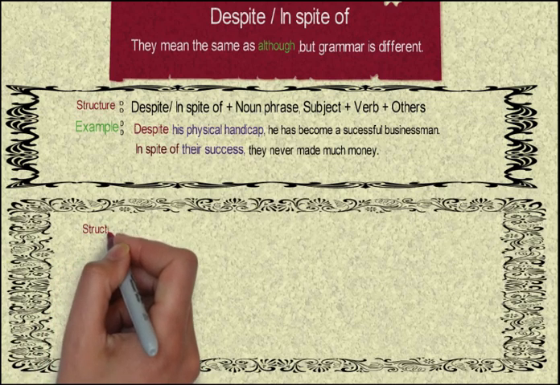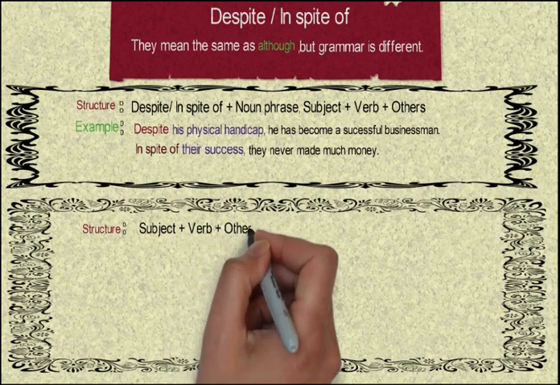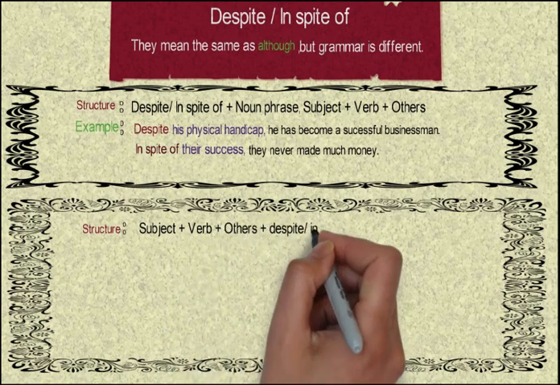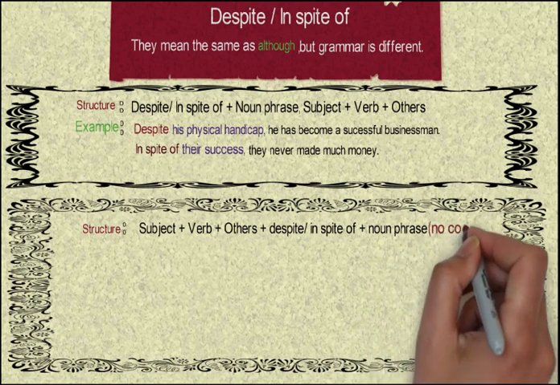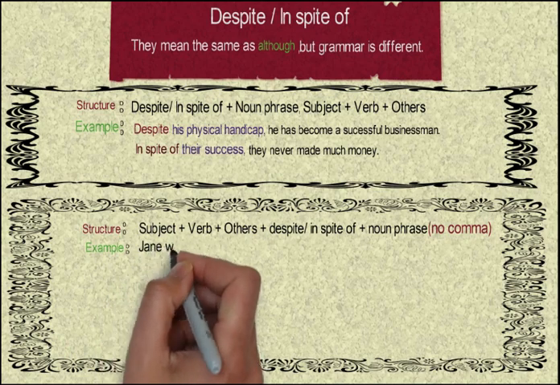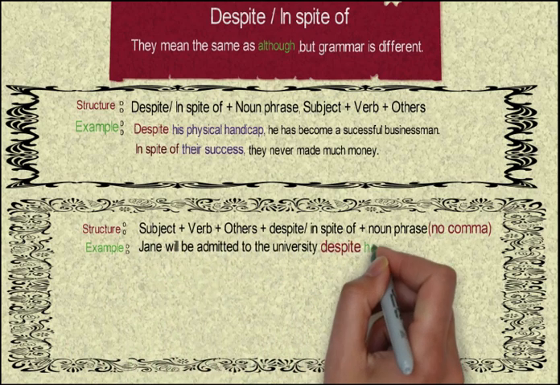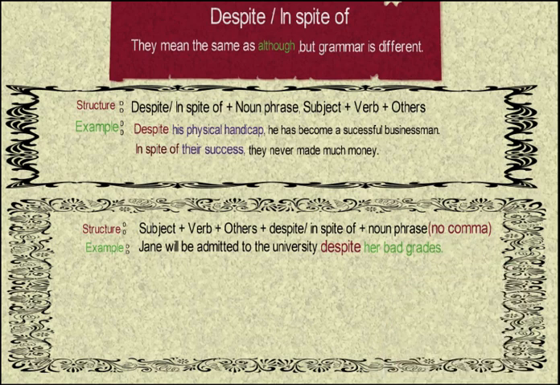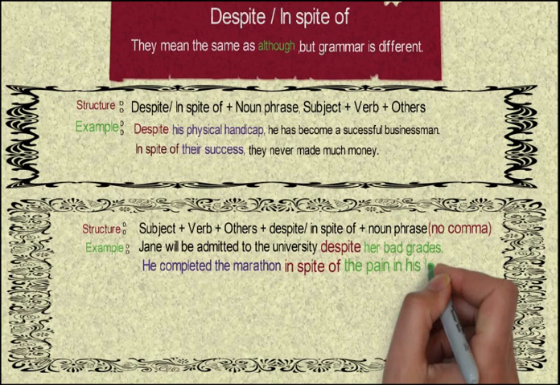The other structure is subject plus verb plus others plus despite or in spite of plus noun phrase, and there will be no comma. Example is Jane will be admitted to the university despite her bad grades. He completed the marathon in spite of the pain in his leg.